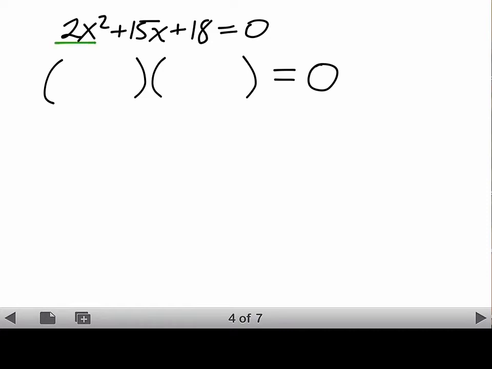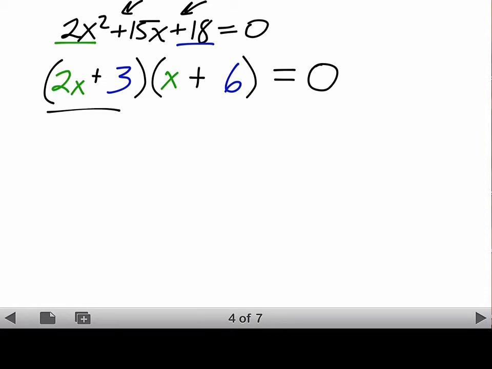Since the first term is 2x squared, I should have things that multiply to be 2x squared. So I'll factor that as 2x and x. Since the last term is 18, I should have things that multiply to be 18. That's going to be a 6 and a 3. So we have 2x with 3 and then x with 6, both in parentheses. Now finally I notice that the last term has a positive sign and the middle term has a positive sign. And so both of these factors should have plus signs in the middle. We have 2x plus 3 times x plus 6 is equal to 0.